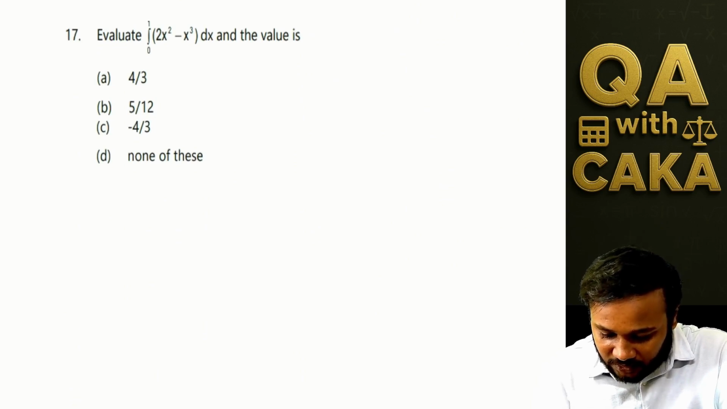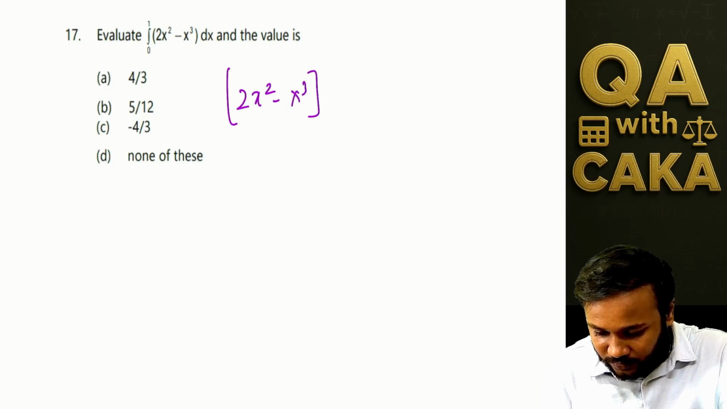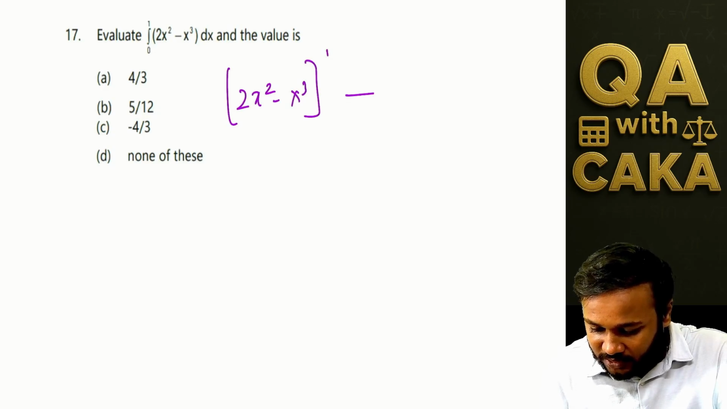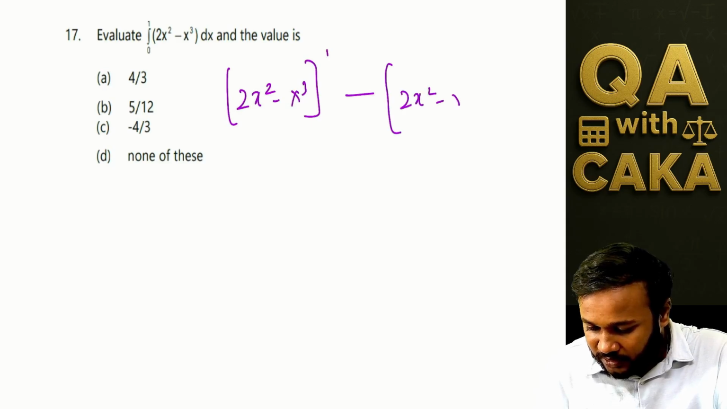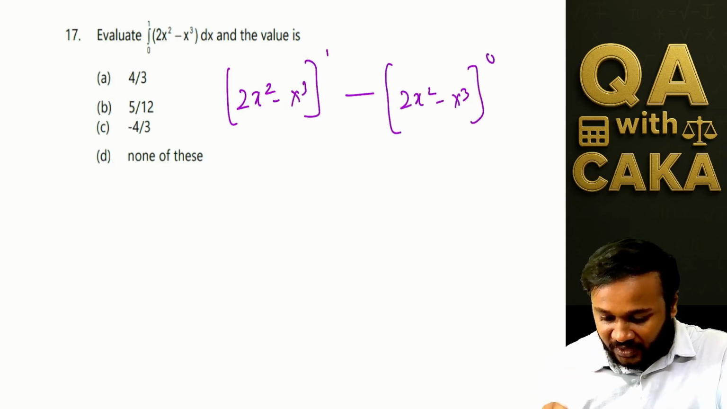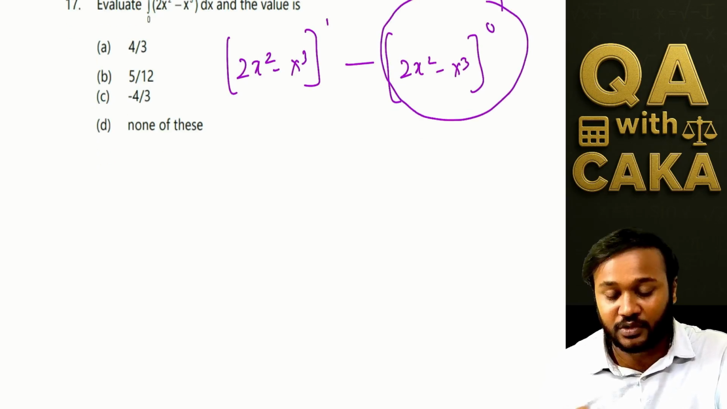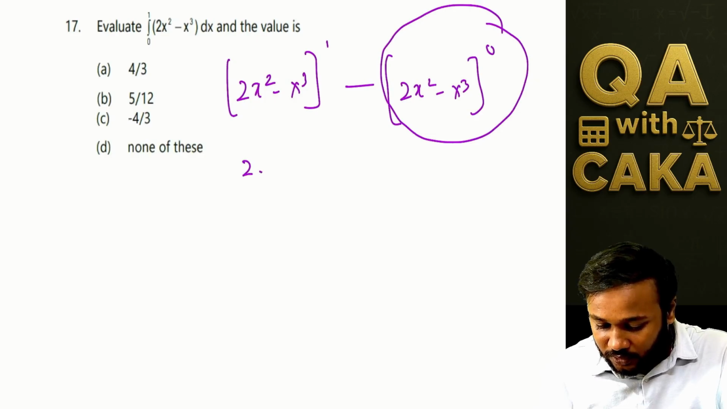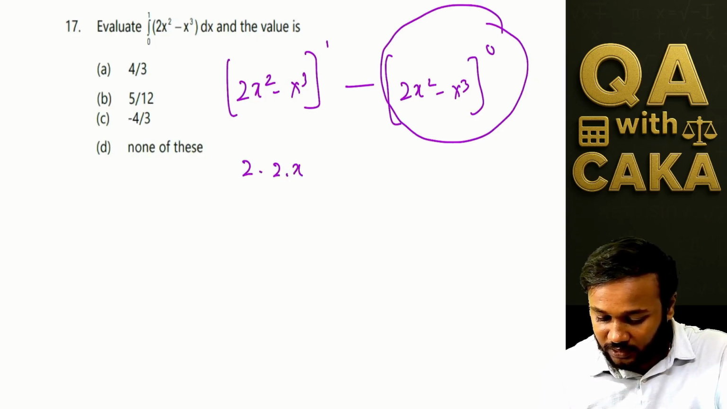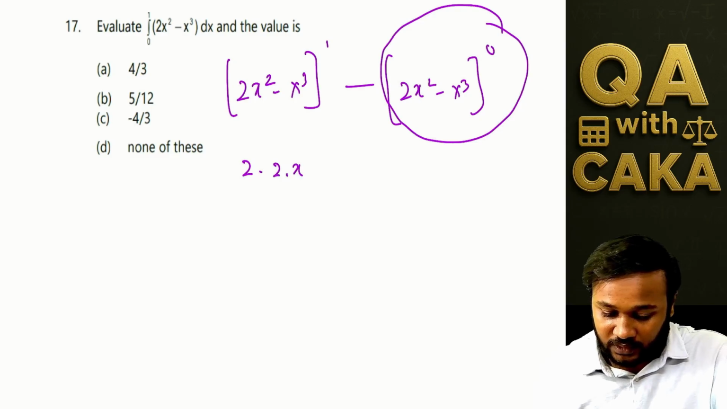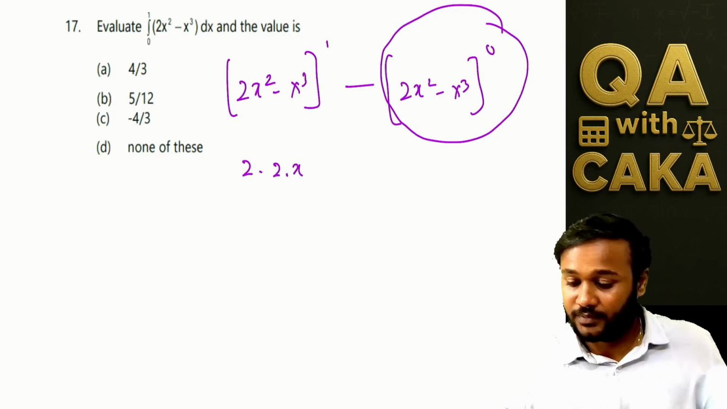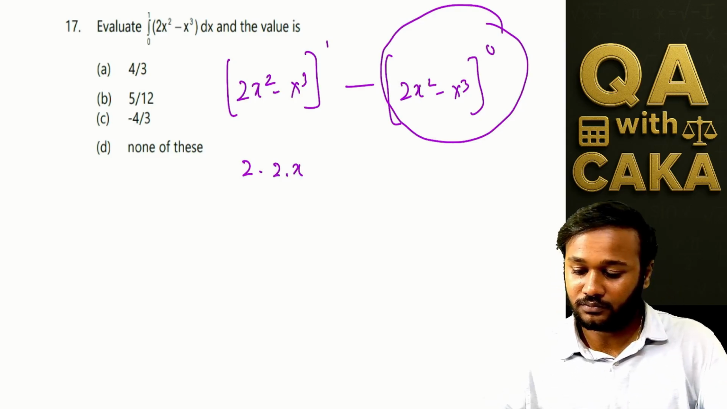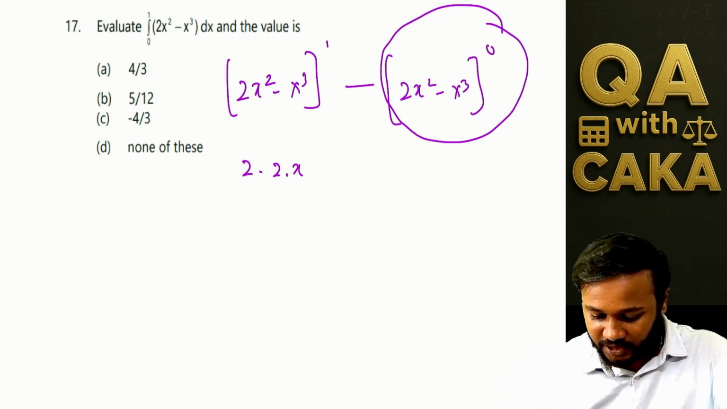Now if you see here, this is written as 2x² - x³. So this is the integration problem. Substitute 1 here, 2x² - x³. Substitute 0 here. So this whole will be 0. Now we need to solve this only. So now the integration formula of x power n, so this is an integration.